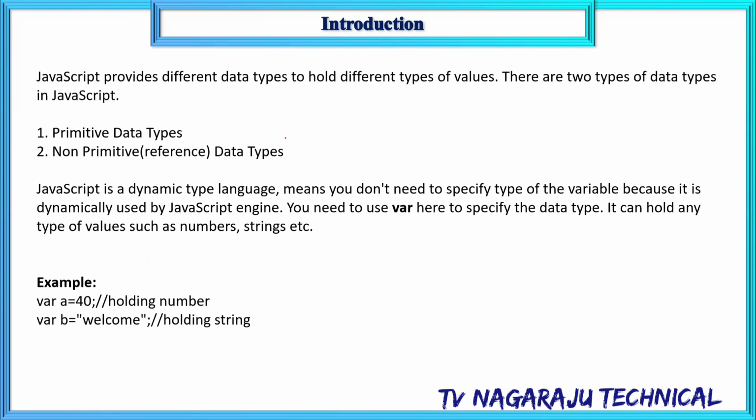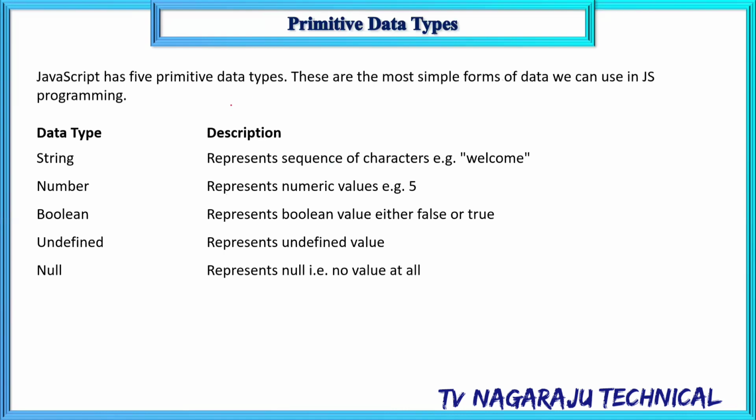Now, data types are divided into two types. One is the primitive data type, and the second is the non-primitive data type. What is the meaning of primitive? It means the basic or compulsory data types. So first we are moving into the primitive data types in JavaScript.